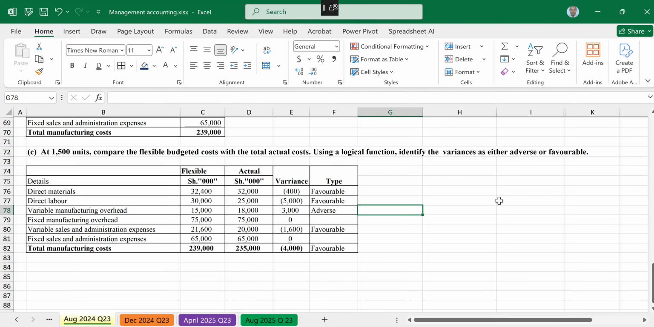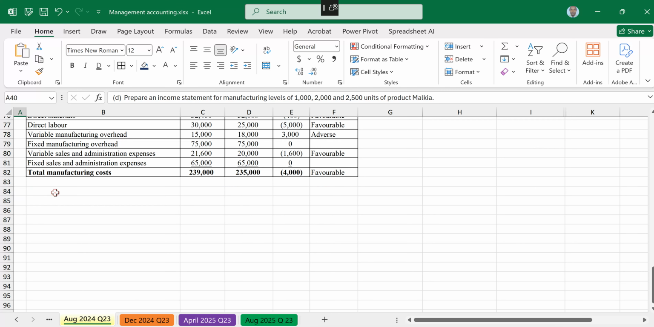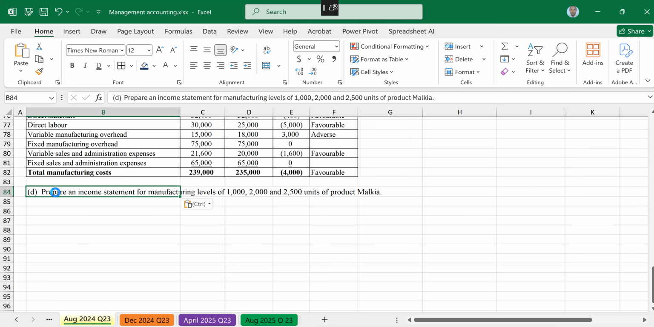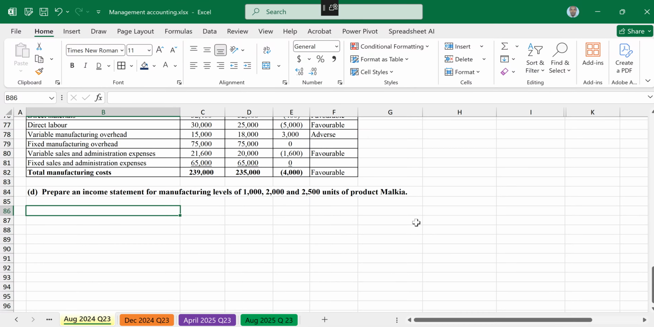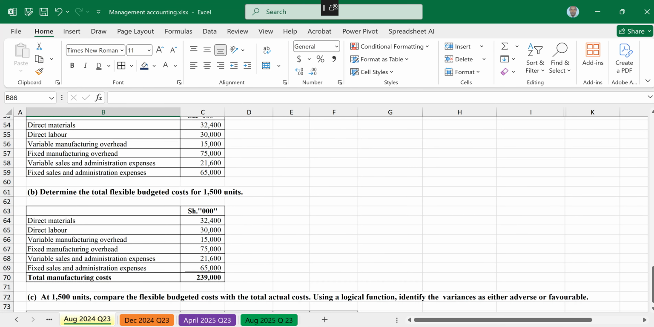So the last part, there it is. Prepare an income statement for the manufacturing levels of 1,000 units, 2,000 units, and 2,500 units of product Malkia. They want an income statement for that. Now remember, there was information that was given. These were manufacturing levels of 1,000, 2,000, and 2,500 units of product Malkia, the units produced.